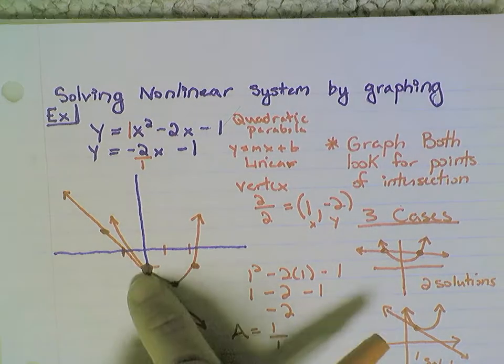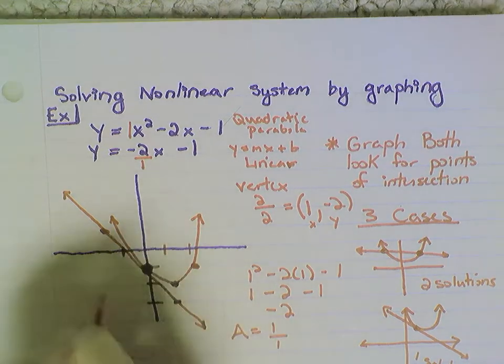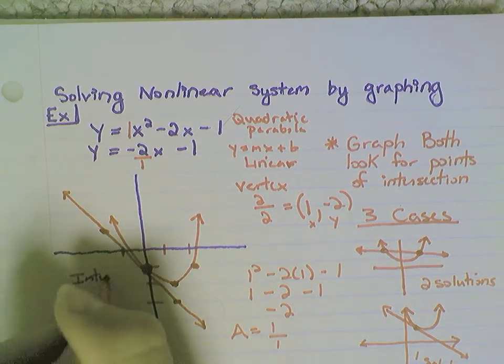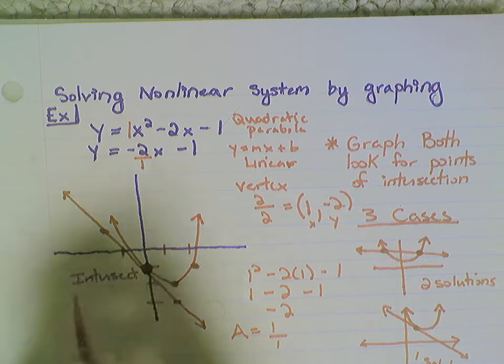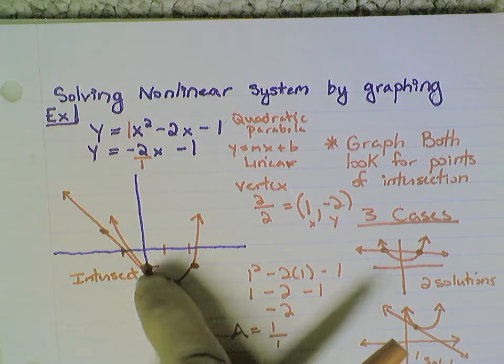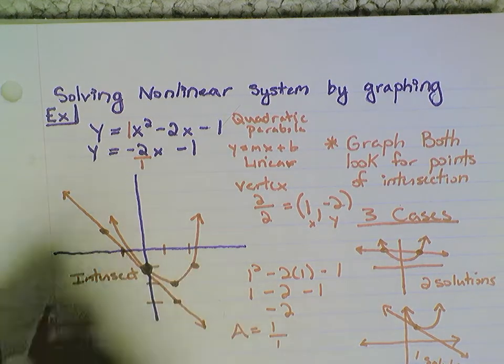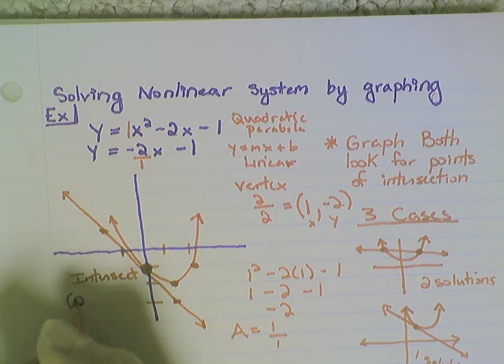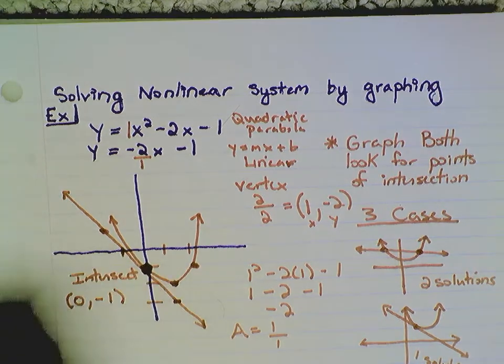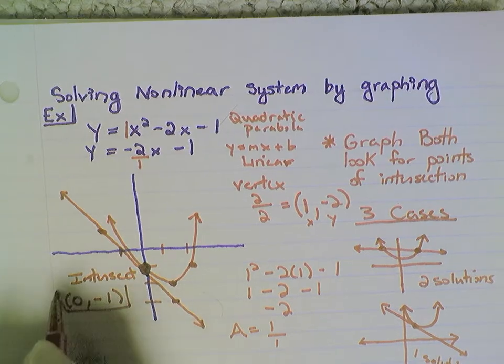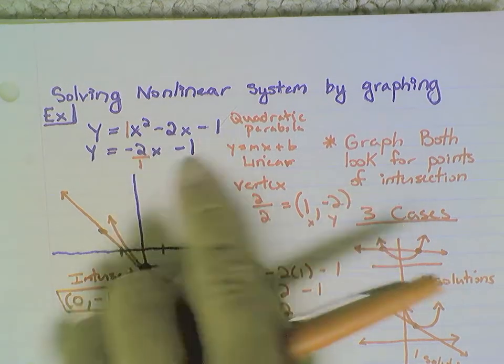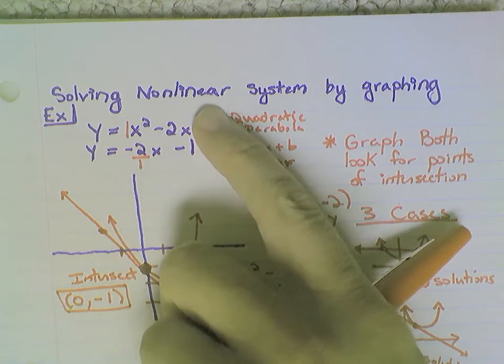So as I can see, I look for the point of intersection. Where do the two graphs intersect? And it looks like it intersects at this point here, which is the point (0, negative 1). And that will end up being the solution for this system of nonlinear equations.